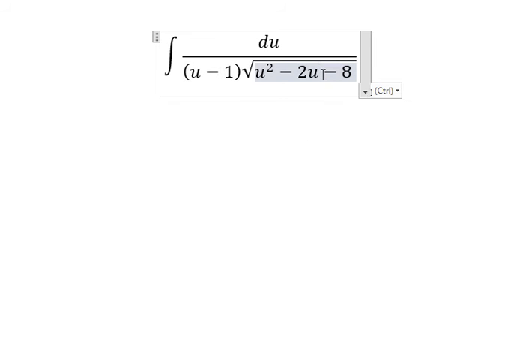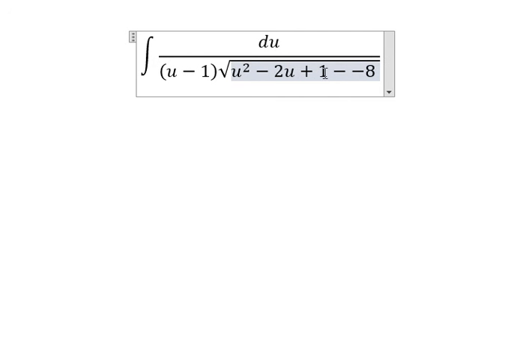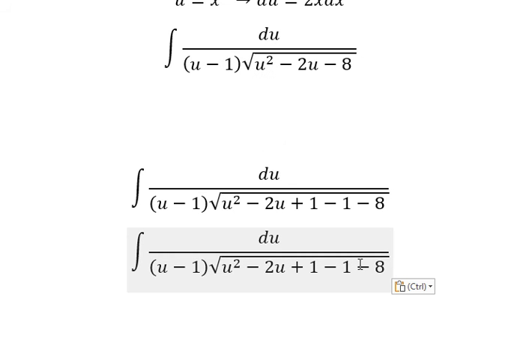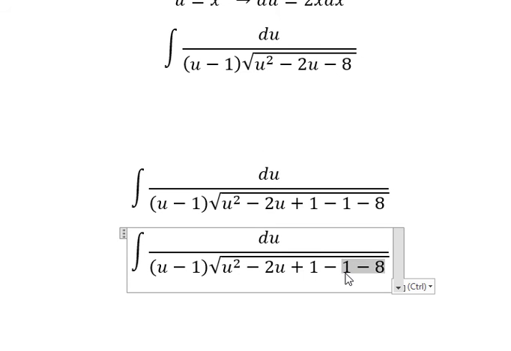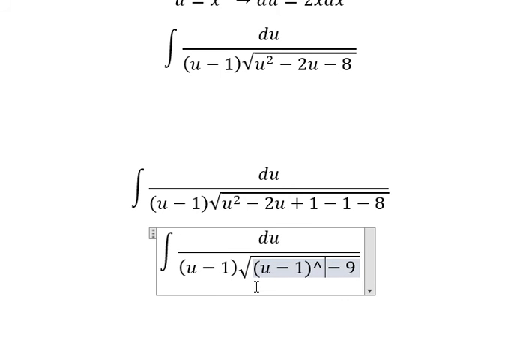Next, I will add number 1 in here. Later we need to subtract number 1. So, negative 1, negative 8, we have negative 9. This one is an identity. So that is u minus 1 to the power of 2.